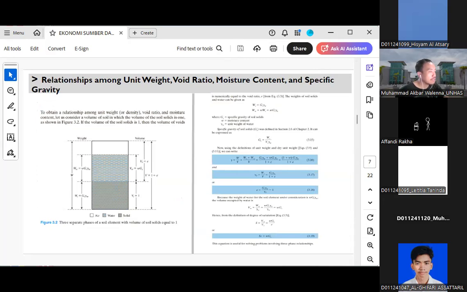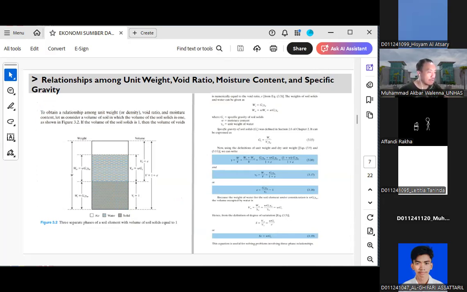Right. So, the next one that we are going to discuss is about the correlation among unit weight, weight ratio, moisture content, and specific gravity. I think we have to some extent covered that in the previous slides.